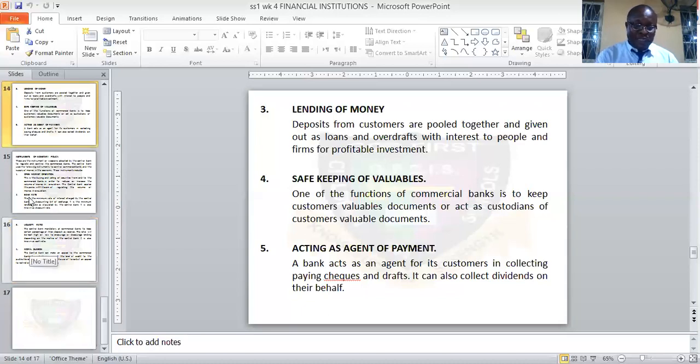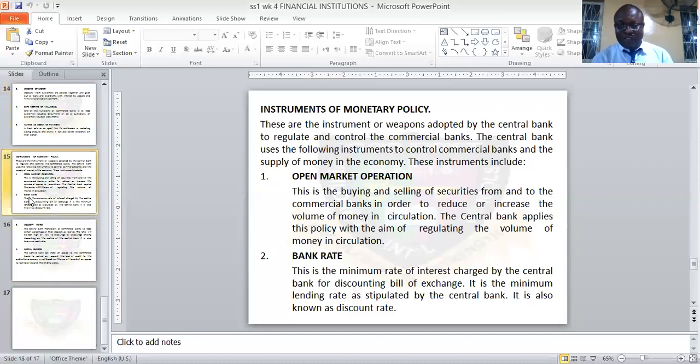Lastly, let us look at the instruments of monetary policy. These are instruments or weapons adopted by the central bank to regulate and control the activities of commercial banks. The central bank uses the following instruments to control commercial banks and the supply of money in the economy. One, open market operation.